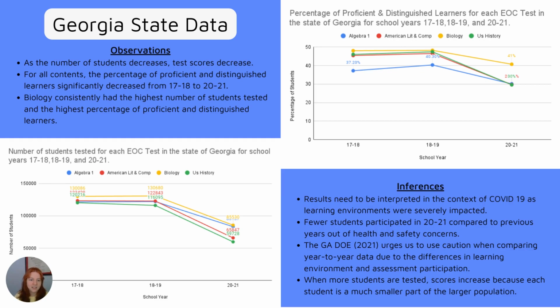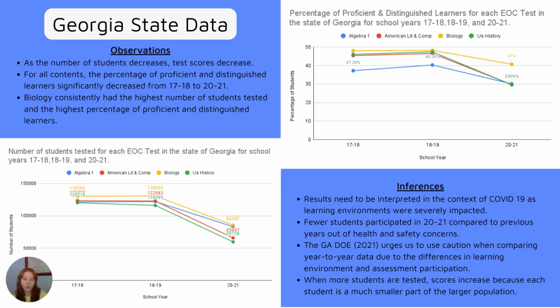As the number of students decreases, test scores decrease. For all contents, the percentage of proficient and distinguished learners significantly decreased from 2017-2018 to 2020 and 2021. And then finally, biology consistently had the highest number of students tested and the highest percentage of proficient and distinguished learners.